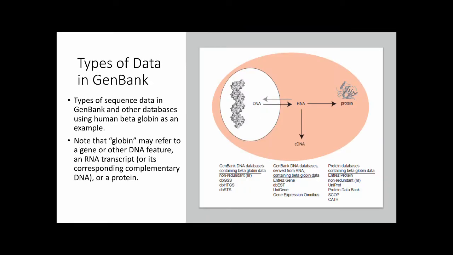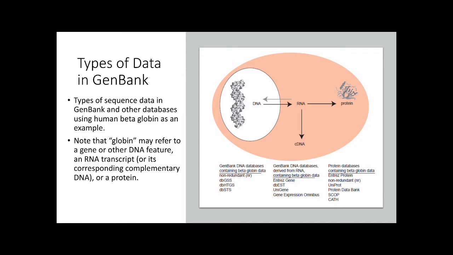So, types of data in GenBank. The types of sequence data in GenBank and other databases belong to, for example, human beta globin. When we say globin, it may refer to a gene or any other DNA feature, an mRNA transcript, or its corresponding complementary DNA or cDNA, or its protein. So for a certain entry in GenBank at NCBI, you have either the DNA gene sequence with the introns, the cDNA sequence, the mRNA sequence, or the protein sequence.